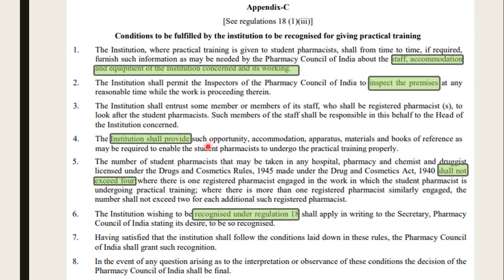Then the next important thing is the institute shall provide various things to the trainee pharmacists: first the opportunity, then accommodation, and they should have proper apparatus, material or books for reference which can be used by the student pharmacist for undergoing the practical training. This practical training should be of 500 hours, and the number shall not exceed 4, as we have just seen in part 2 of the first part of Chapter 3, that is practical training: 1 registered pharmacist, 1 trainee and 2 additional registered pharmacists.